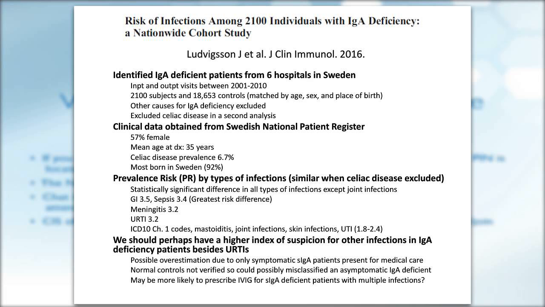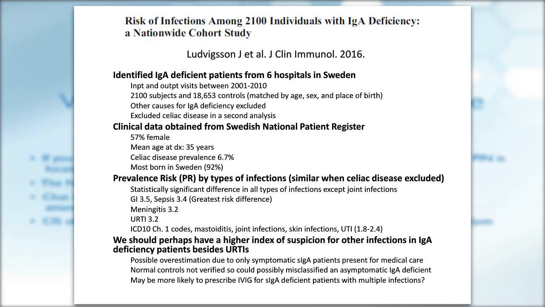Meningitis was 3.2, upper respiratory tract infections were 3.2, and then a whole variety of other infections that they analyzed, including mastoiditis, and the various parasitic and bacterial infections that would fall under the ICD-10 Chapter 1 codes. Joint infections, skin infections, and UTIs had a prevalence risk of between 1.8 and 2.4.